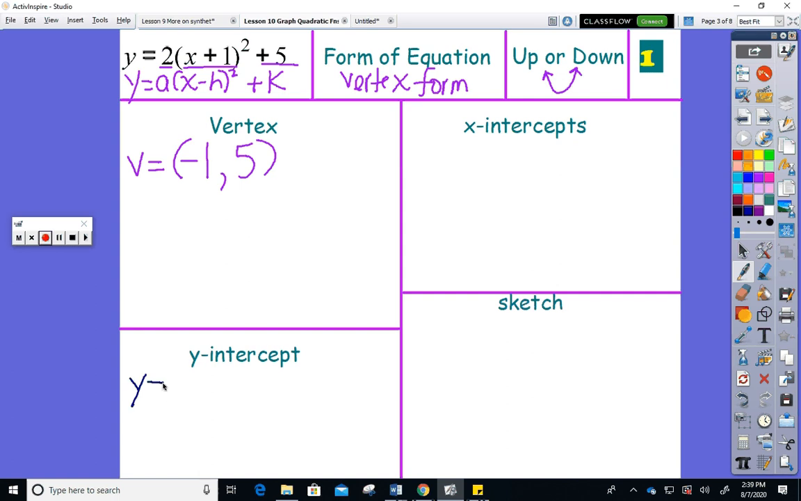So here we go again. I'm going to plug 0 in for x. So 2 times (0 plus 1) squared plus 5. Of course, 0 plus 1 is 1. Squared is 1, times 2. So it just comes down to 2 plus 5 is 7. Now plotting the point (0, 7) would be reasonable.